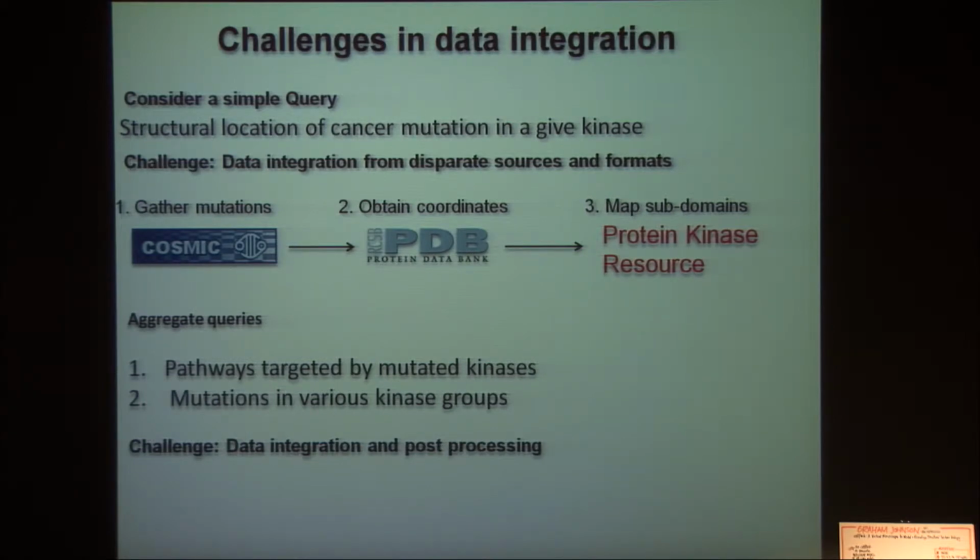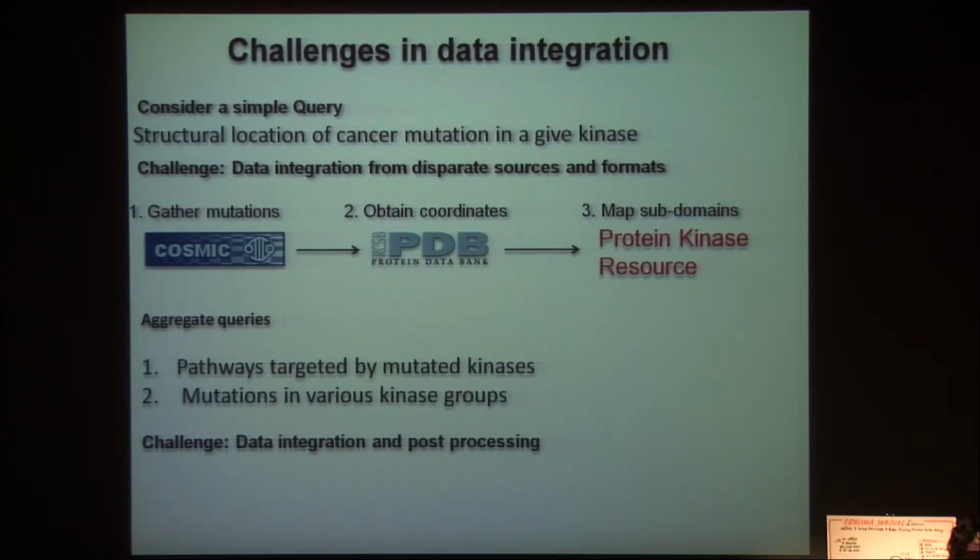If you want to formulate aggregate queries, people in the community want to do this sort of query on a daily basis, and yet they don't have a framework for doing this. For example, what are the pathways that are targeted by mutated kinases, and what kinase subgroups do the mutated kinases fall into? You essentially have to write customized scripts or programs to do this.